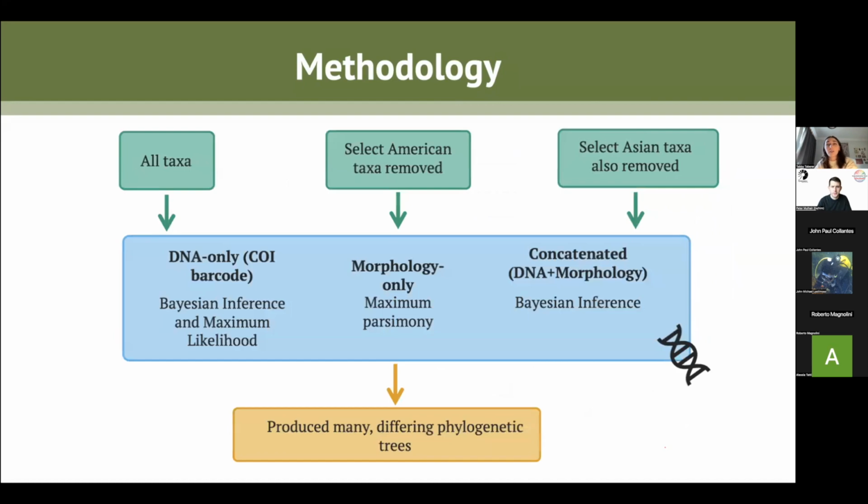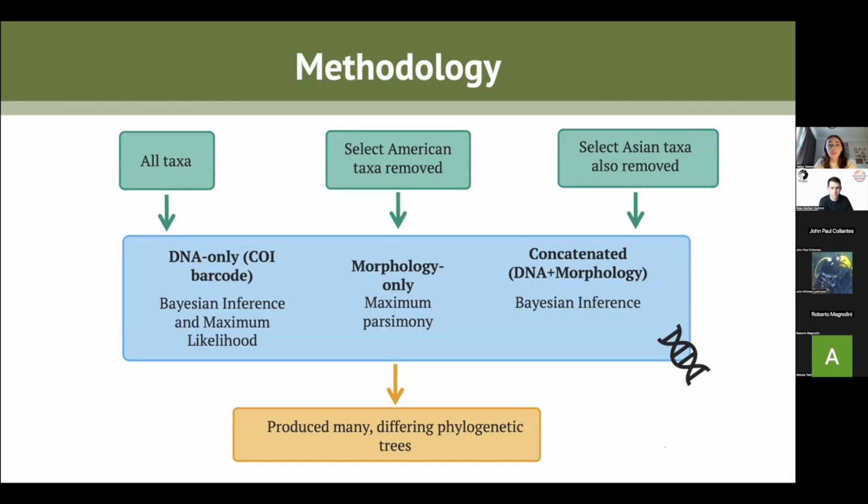So one included all of the taxa, one removed some American genera, and one also removed some Asian genera. And the taxa that I selected to be removed either had very obvious morphological differences to Parasa and/or had unstable positions throughout the previous analyses. So I just wanted to see whether removing them would improve the resolution of the tree.